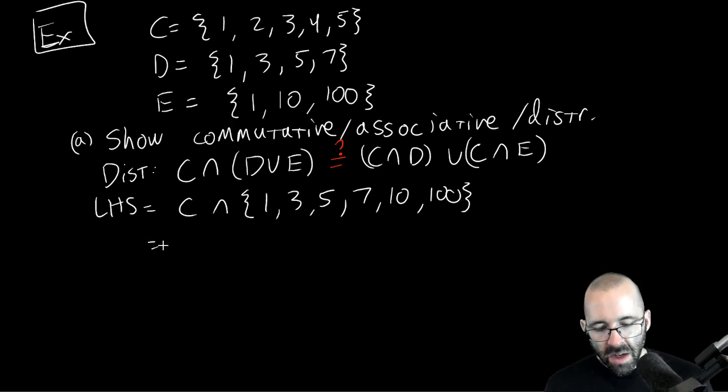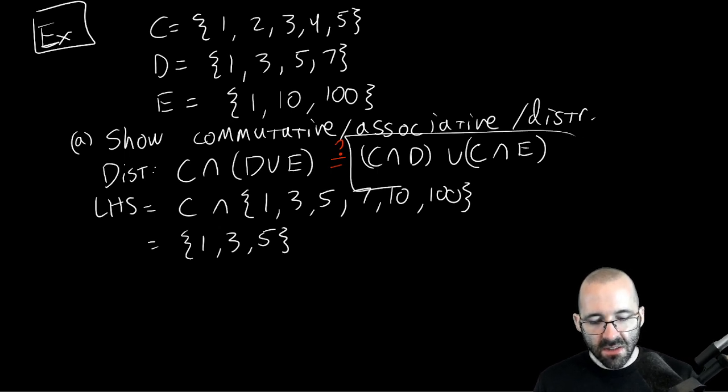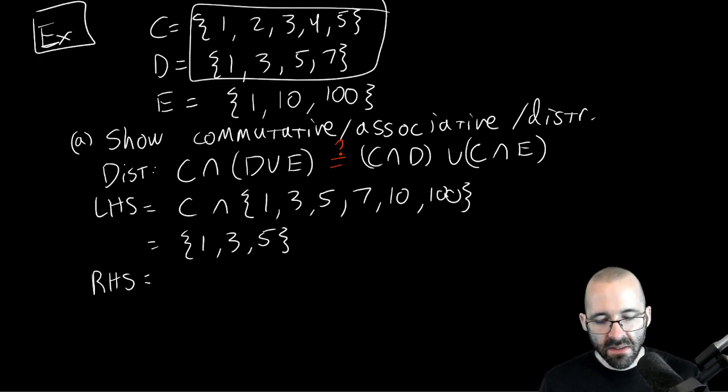Well, what is in both this set and this set? The numbers 1, 3, and 5 are in both sets. So that's what the left-hand side equals. And the question is, does that also equal the right-hand side? Well, let's look at the right-hand side. What is C intersect D? What is in both of these sets? Well, it's 1, 3, and 5.